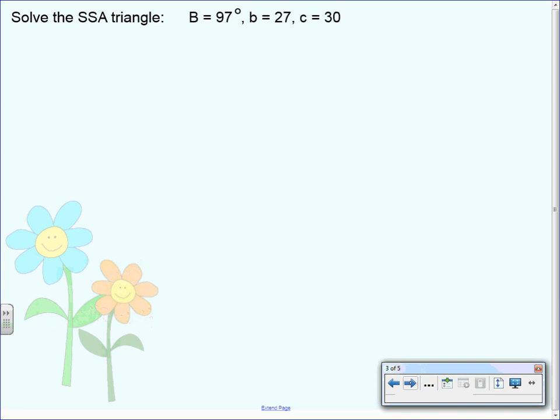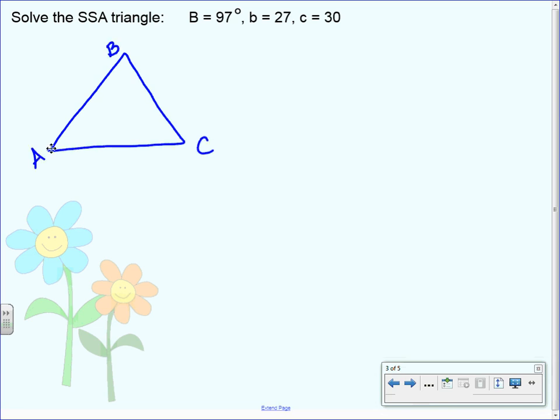Okay, let's try another one. Solve the side-side-angle triangle. Again, I'm just going to draw a generic triangle here. All my triangles are going to look the same, nothing too fancy. Just remember these are not drawn to scale. Angle B, 97 degrees. Side B, 27. Side C is 30.